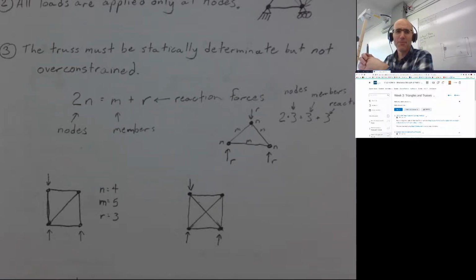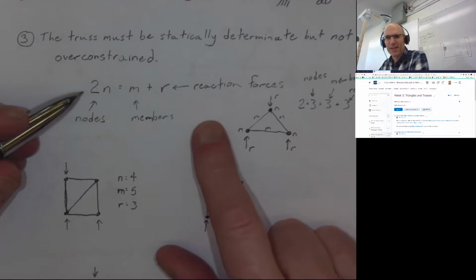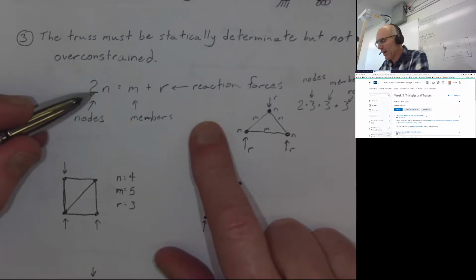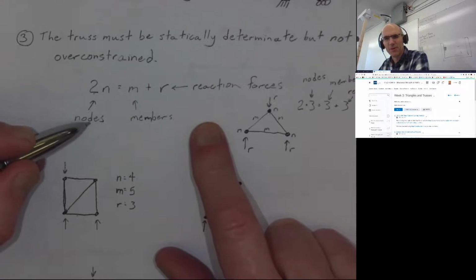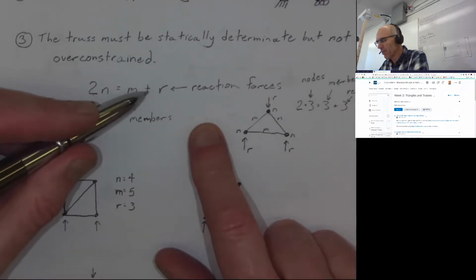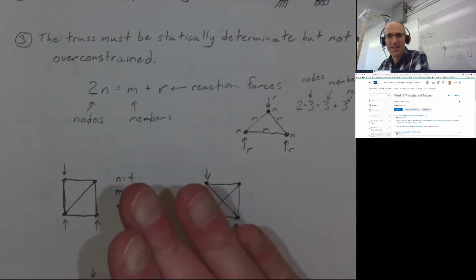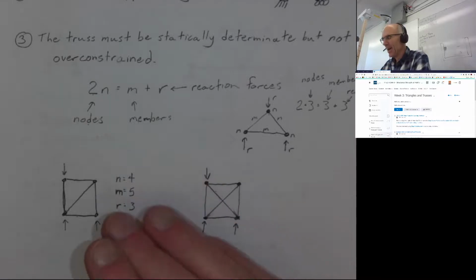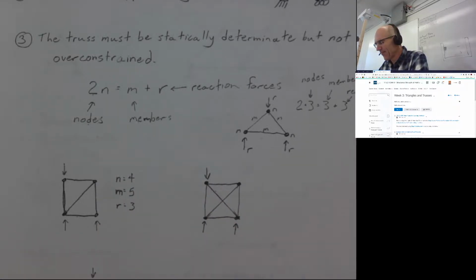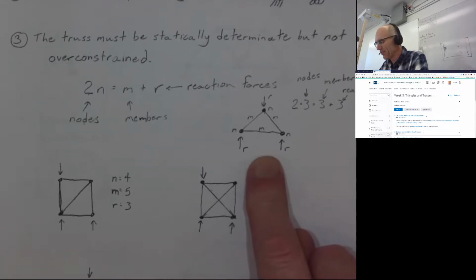Or they'll have sympathy. What do I mean by that? Well, there's this formula right here, where 2 times the number of nodes has to equal the number of members plus the number of reaction forces. It's getting better all the time, isn't it? Okay, 2n equals m plus r. Well, let's take a look at what I mean by that by looking at a simple truss.